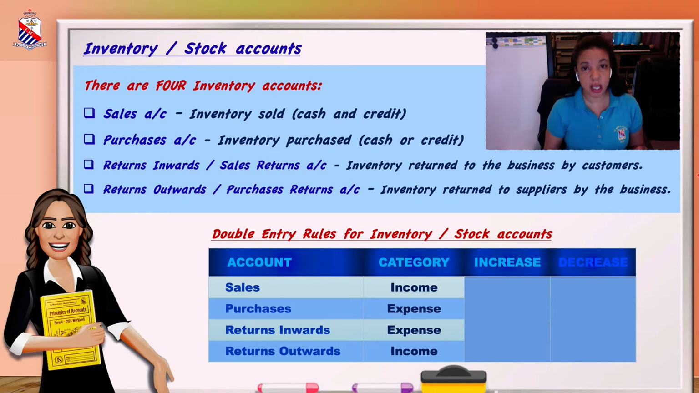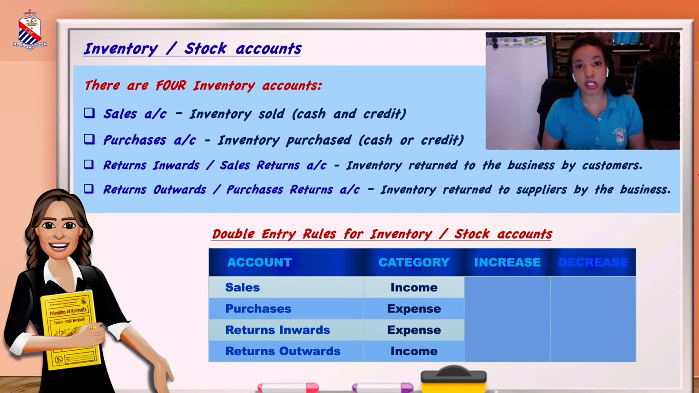And then return inwards, how you look at it is, yes, you can look at it that you have more assets coming in because they've returned the inventory. But remember what return inwards is. Another word for it is sales returns. It is like you have sold goods, so you've gotten income, but then they return the goods to you, which means you kind of have to give them back the income. Means you have to spend money or give them back money. So that is why it's considered an expense. You can just remember it. It's the opposite of sales. Sales is income. Sales returns will therefore be expense.